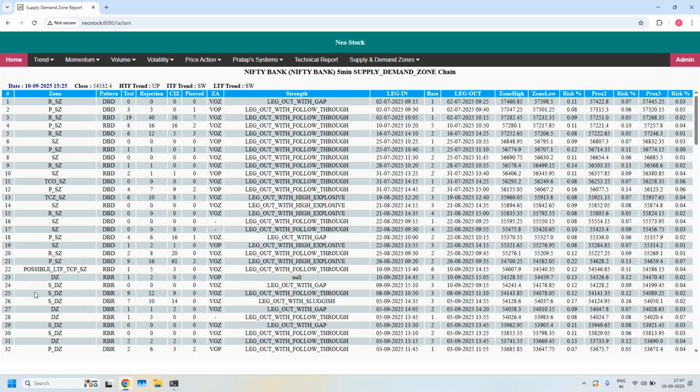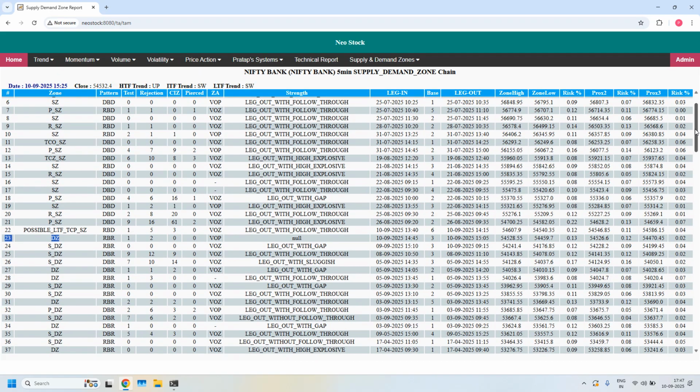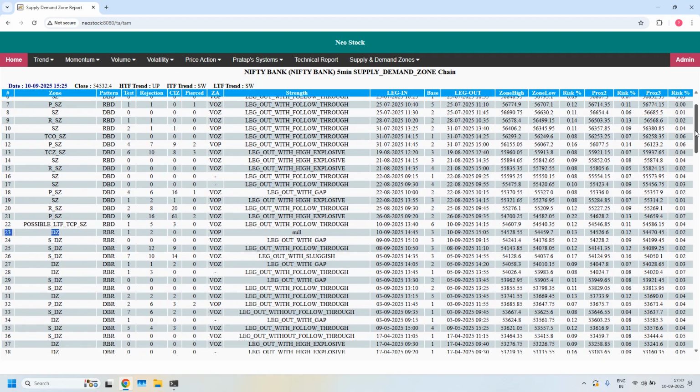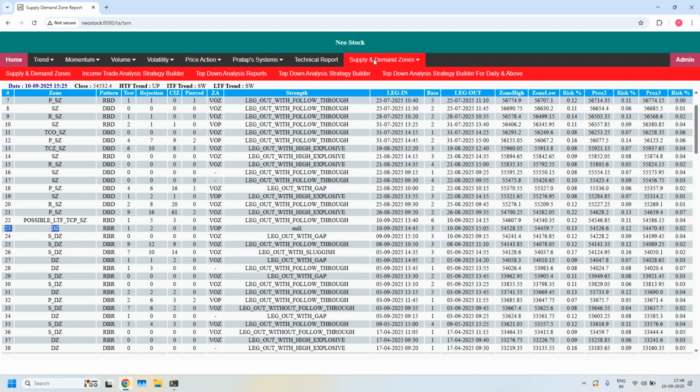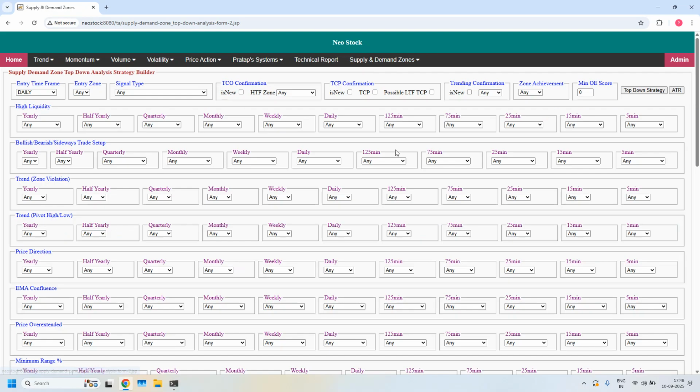So here the nearest demand zone for the current closing price, serial number 23. I will adjust in the middle of the page. So this is Bank Nifty supply demand zone chain report. So we have completed the generation of both Nifty and Bank Nifty supply demand zone chain reports. Next I am generating sideways, bullish and bearish trade setups for monthly, weekly, daily income trades.